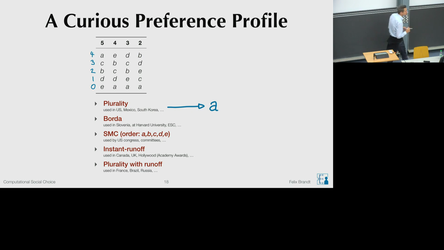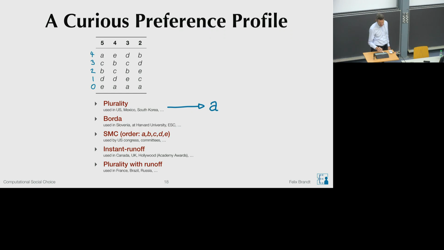In Borda's rule, is the difference in points between ranks always linear, or the same distance? Yes, it's a good question. The question was whether the distance between these points that we assign here is always the same in Borda's rule. In Borda's rule, it is always the same.